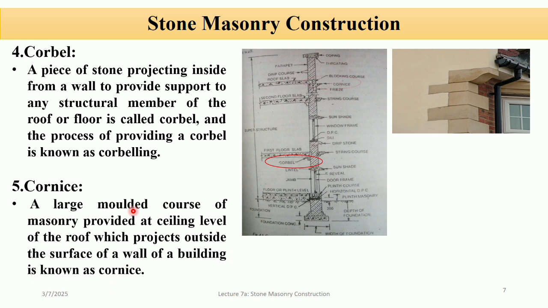So you can see in this figure, this is the cornice, which protects this wall from the dampness. So it throws out the rainwater here.